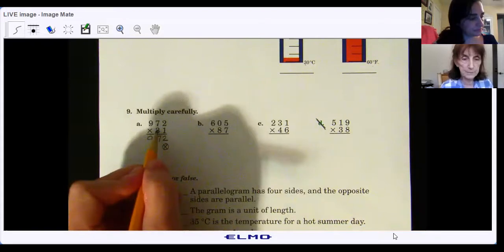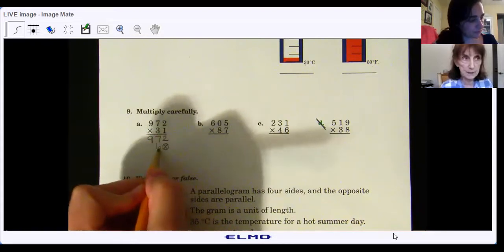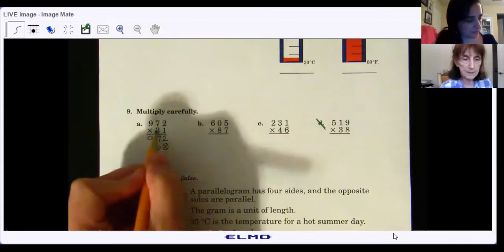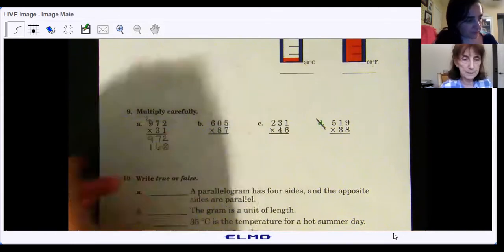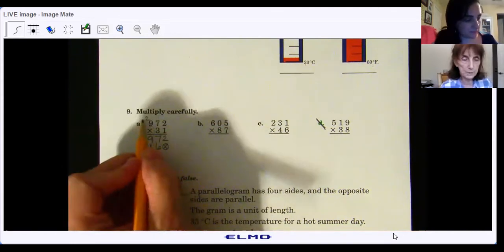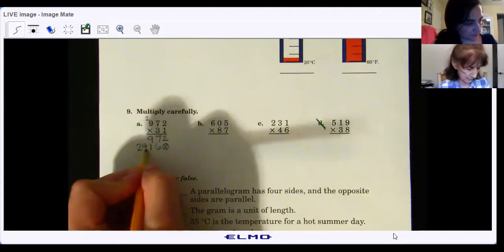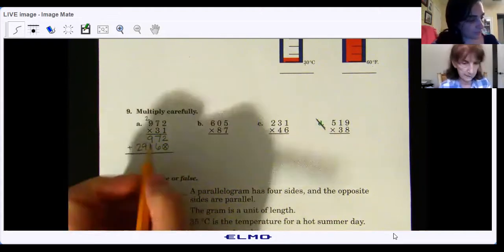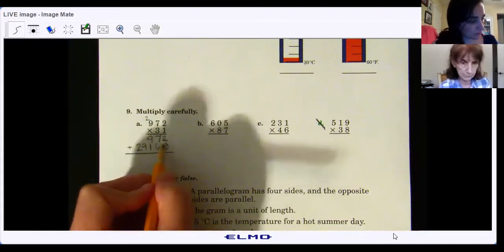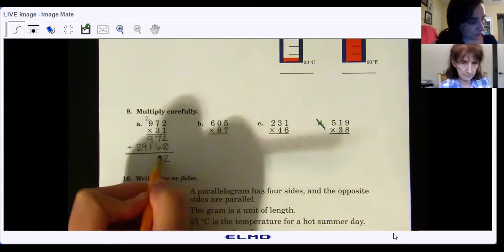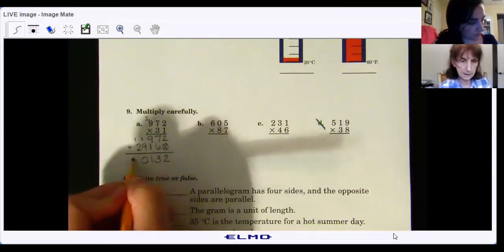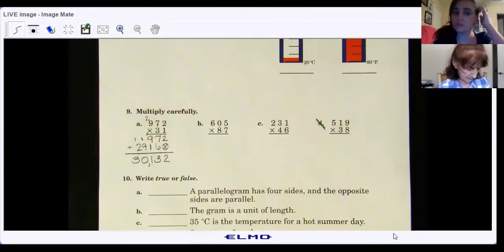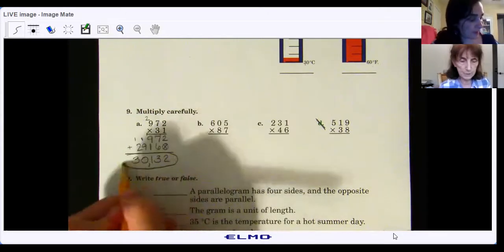Now the tens column. 3 times 2 is 6, so you start in the tens column and put 6 down. 3 times 7 is 21. Put down your 1 and carry your 2. 3 times 9 is 27, and 2 is 29. You're going to add those partial products together, and you should get 2, 13, carry your 1, 1, 9 and 1 is 10, and 2, 3. So your answer is 30,132.